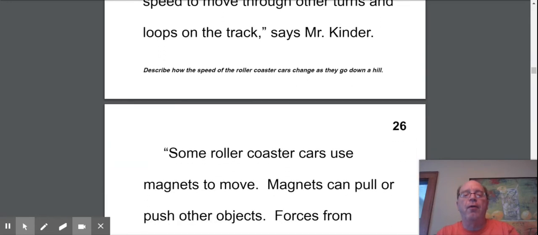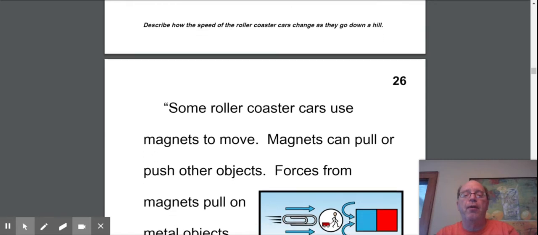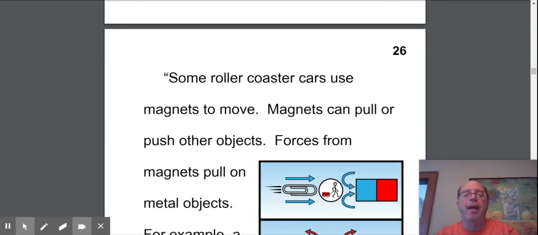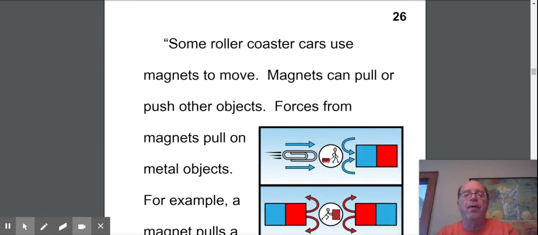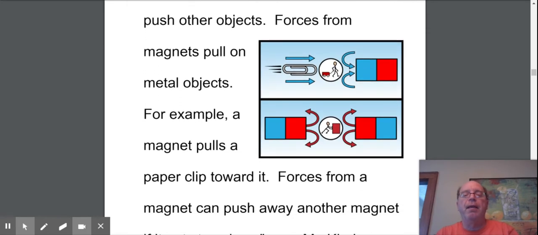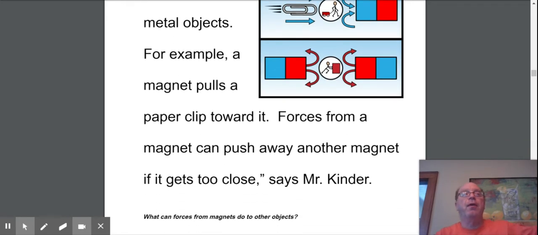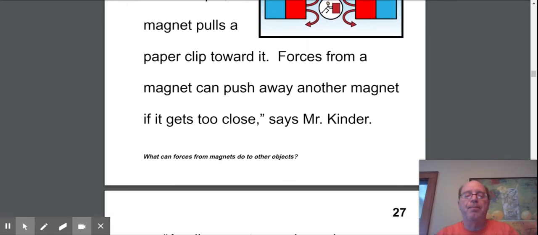Some roller coaster cars use magnets to move. Magnets can pull or push other objects. Forces from the magnets pull on the metal objects. For example, a magnet pulls a paperclip towards it. Forces from a magnet can push away another magnet if it gets too close, says Mr. Kinder. So gravity can help move it, or a magnet can help it.